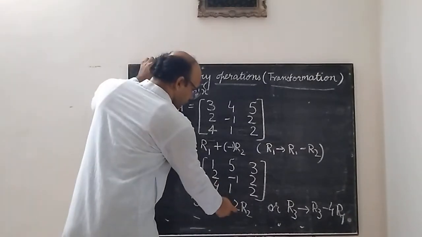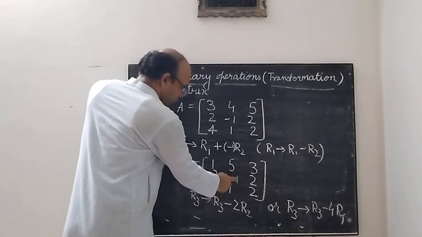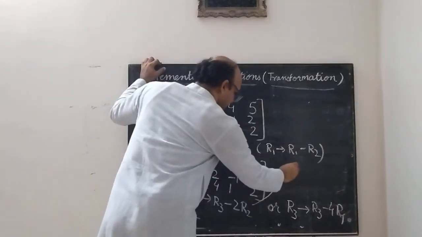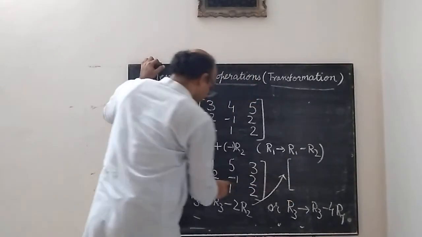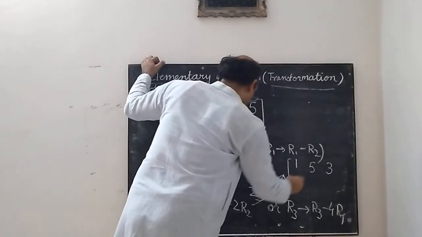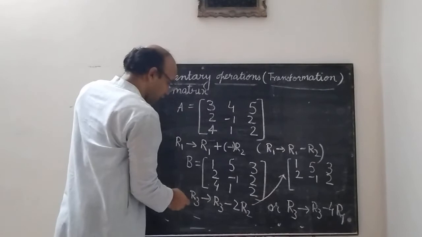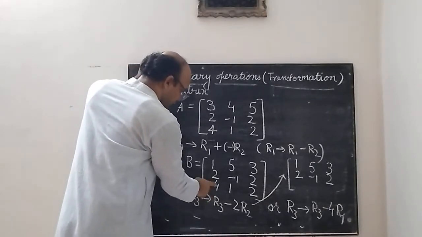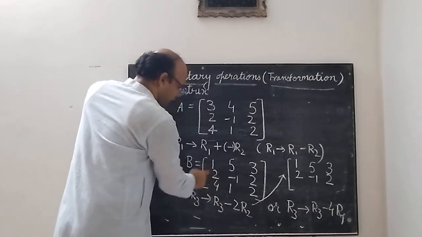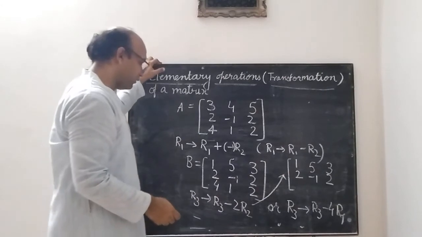If you just take this one, change R2, this is 0, 1, we just check it out. The best thing is we keep R1 and R2 the same: 1, minus 1, 5, 3, 2, minus 1, 2, and then you have R3 being 2 times R2. So we multiply the elements of the second row by 2 and subtract it from R3.